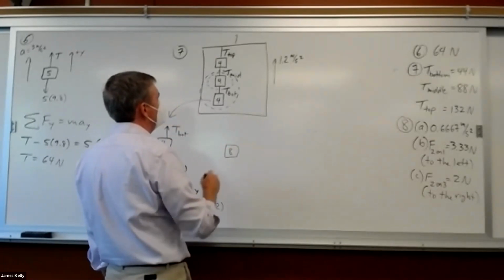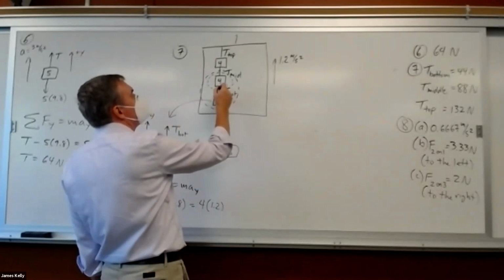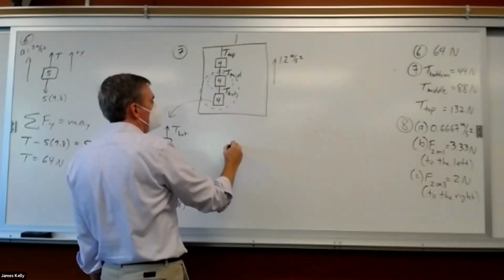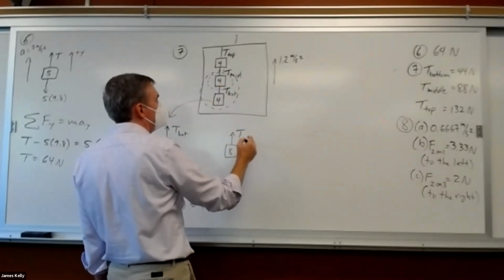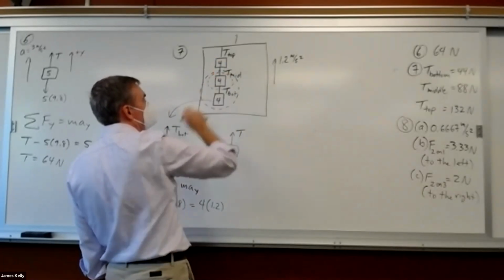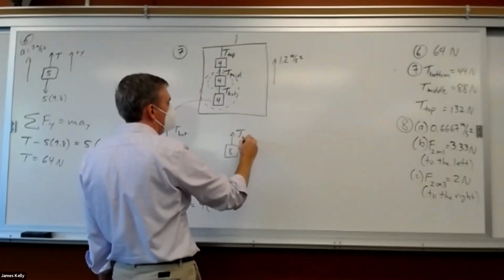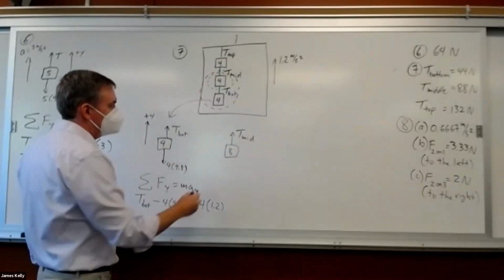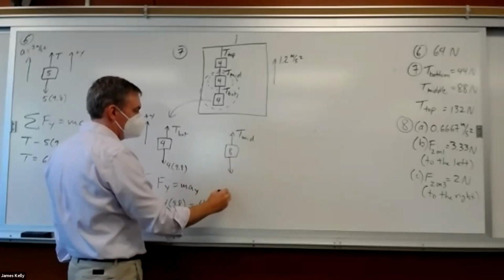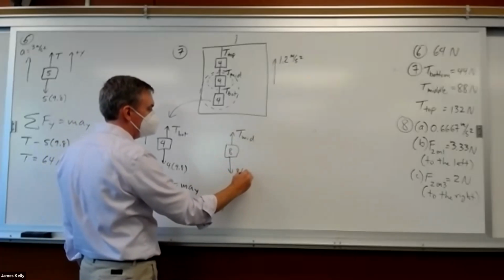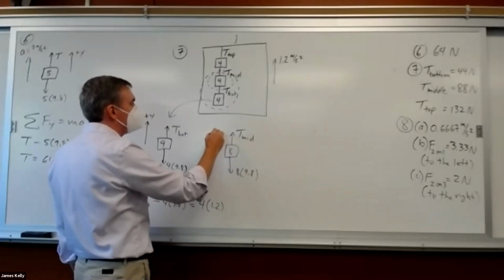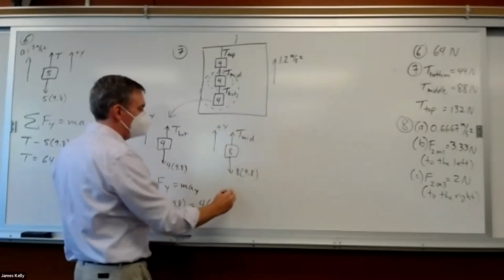Here's the 8 kilogram object. This is an internal force, so I don't include it. But the tension here is reaching in from the outside and pulling on that. So there's a T middle going up. And of course, gravity is always reaching in and pulling downward. So that would be an 8 times 9.8. Why not take plus y to be up?